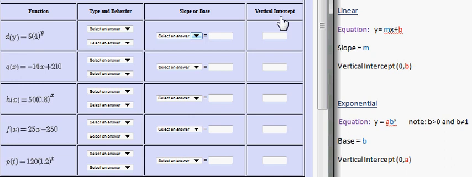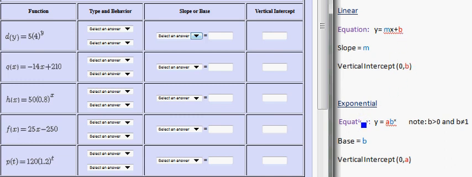To remember the differences between linear and exponential, I've done a summary over here where I delineate each of the pieces of each function. For example, a linear equation is of the form y equals mx plus b. It's the number in front of the x, the m, that's always the slope. B is what you get out when you plug in 0, which gives you the vertical intercept.